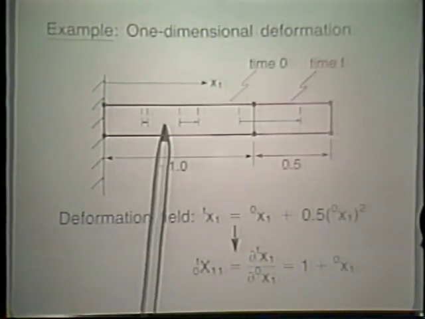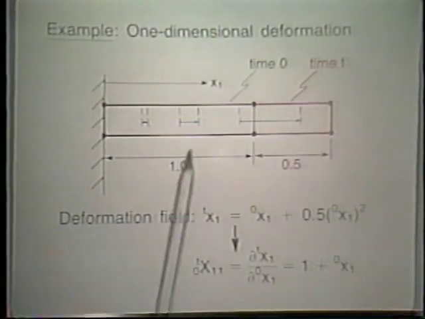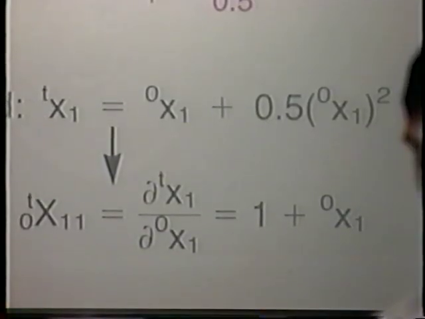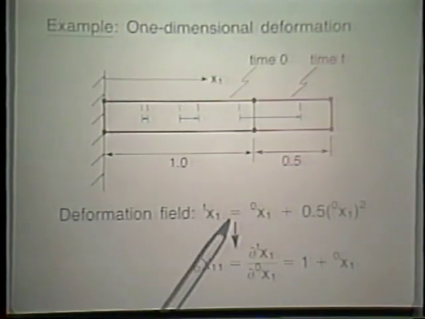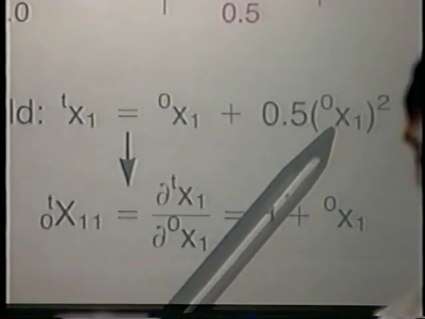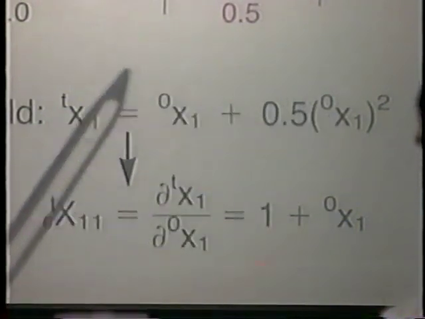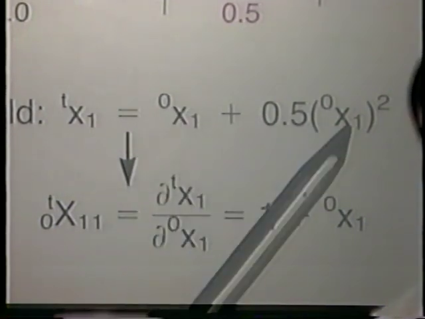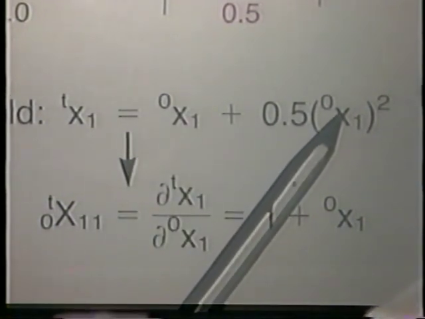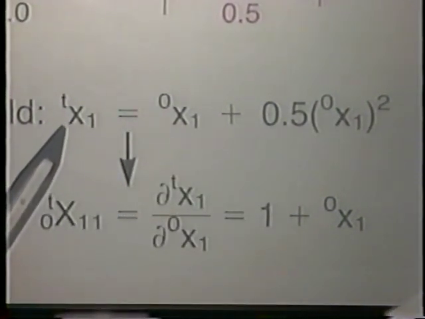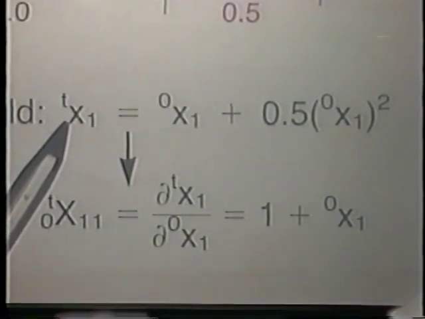If we know the displacements of all these particles here, we know the deformation field. Vice versa, if the deformation field is given, and now we look at this equation here, we know the displacements of all the particles along. And tx1 is equal to 0x1 for this particular deformation field plus 0.5 0x1 squared. Let's look at what this means. It tells that if I plug in a particular coordinate on the right-hand side of a material particle in its original configuration, then I'm going to get the final coordinate of that same material particle.